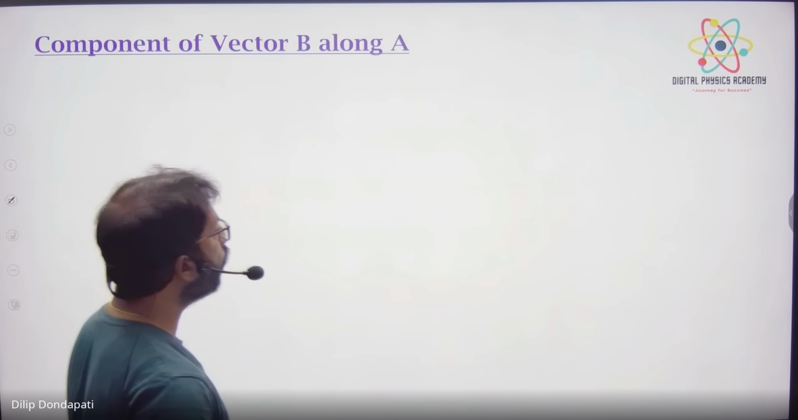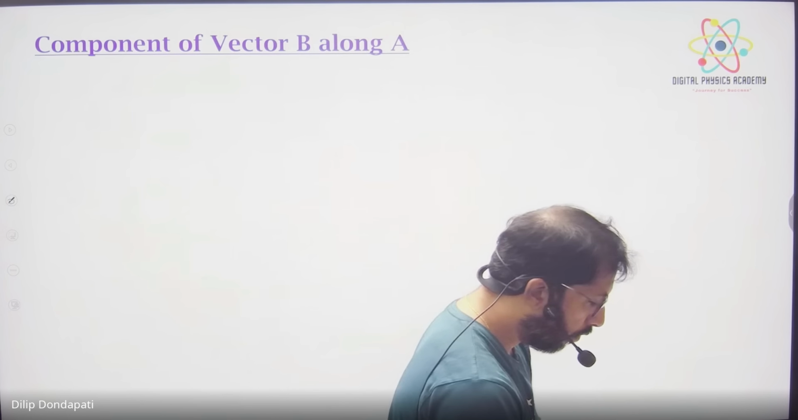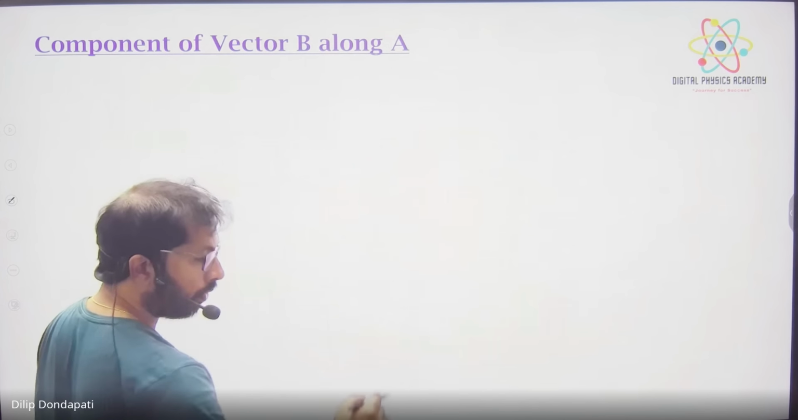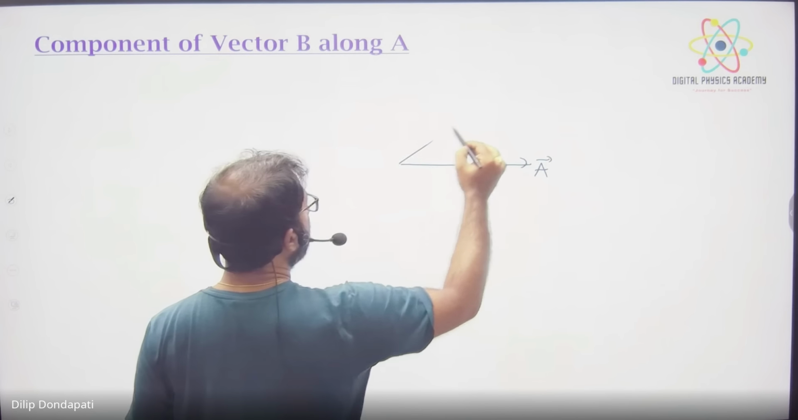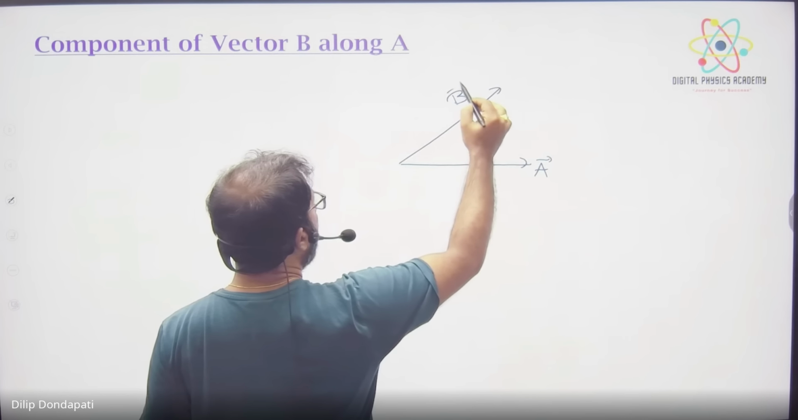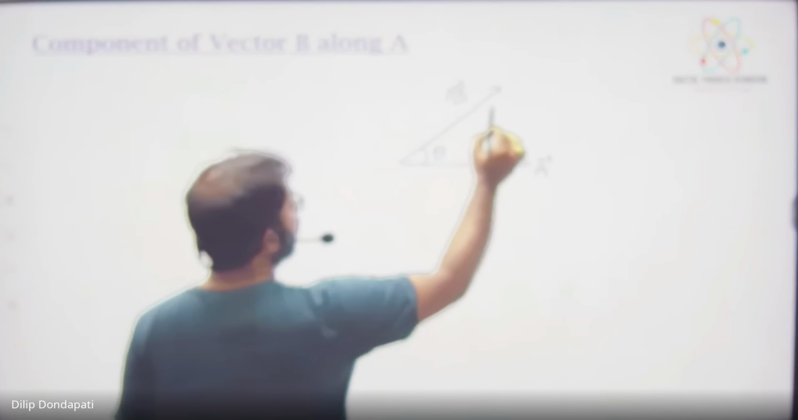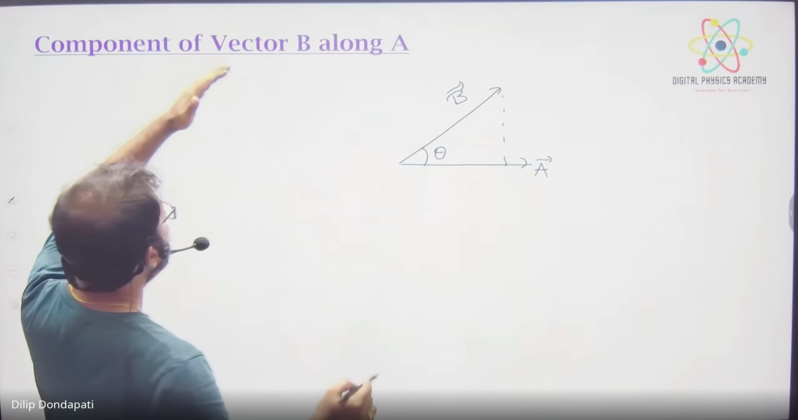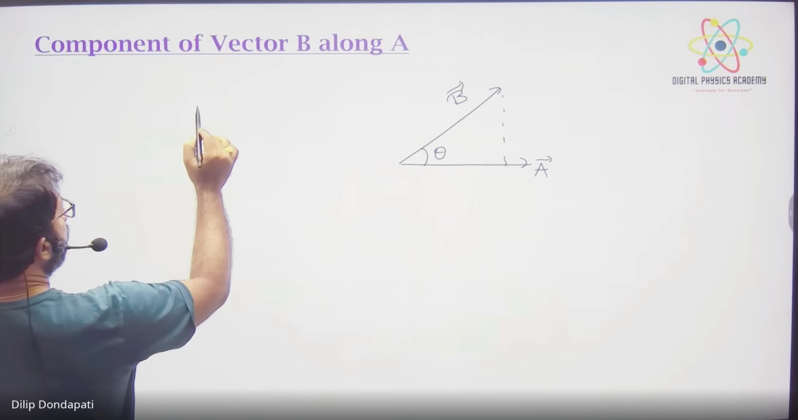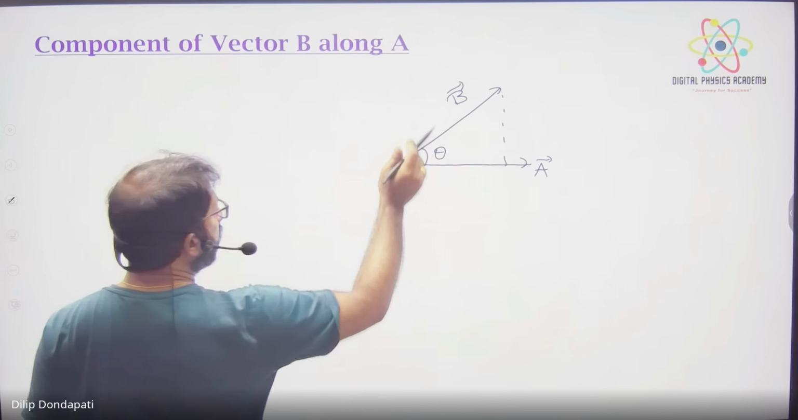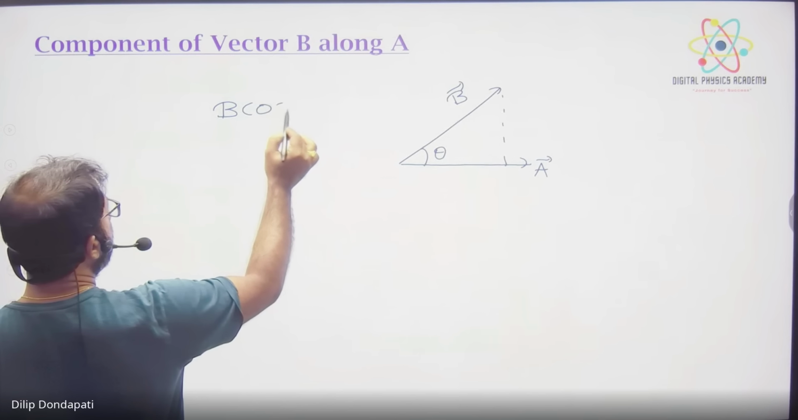Now component of vector B along A. Very important concept. Component of vector B along A. Suppose A vector is there and B vector is there. Angle between them is theta. Now tell me, what is the component of B along A? B sin theta. Wherever theta is there, what will come? Cos. So B cos theta.